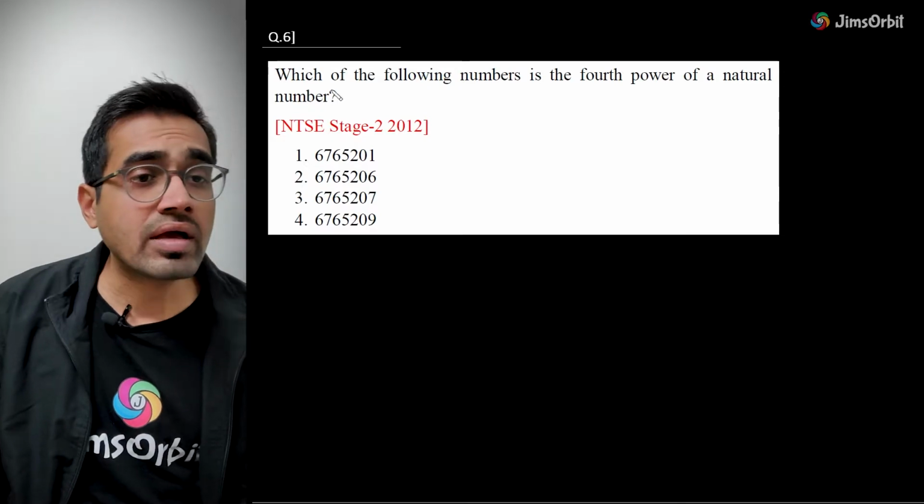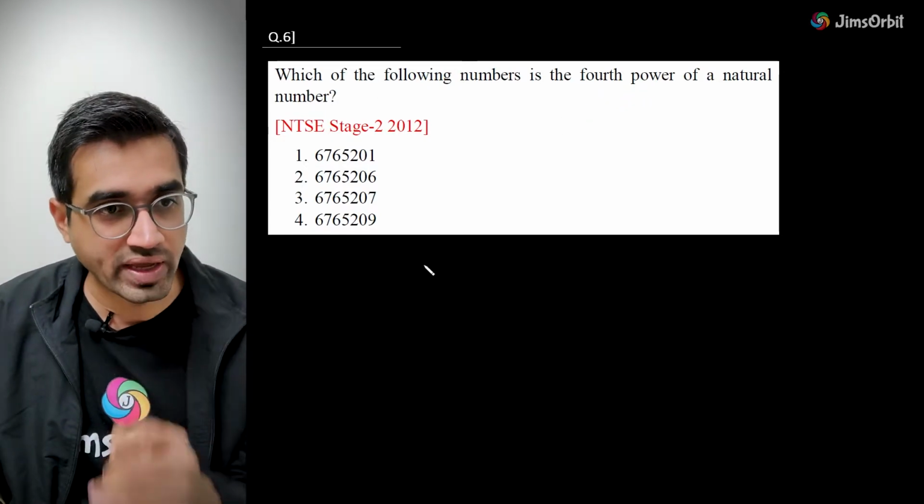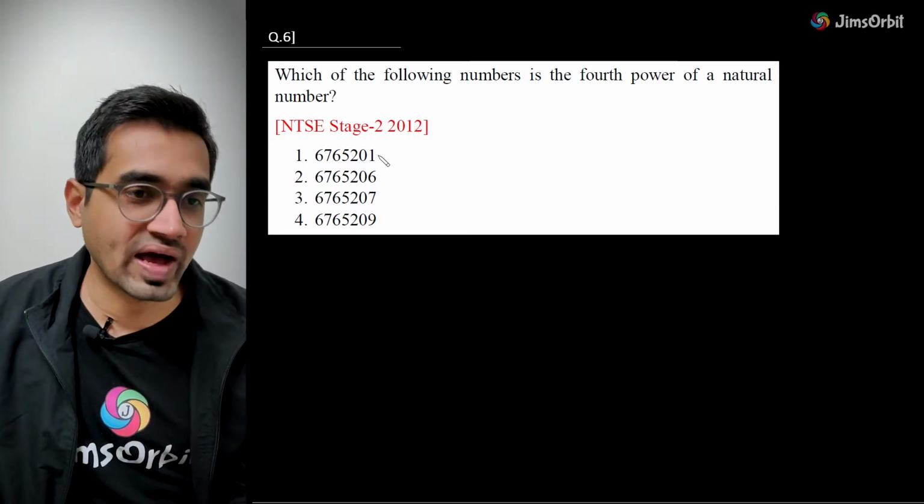Let's start. Which of the following numbers is the 4th power of a natural number? Okay, it's a pretty simple thing. You just look out for the last digits.